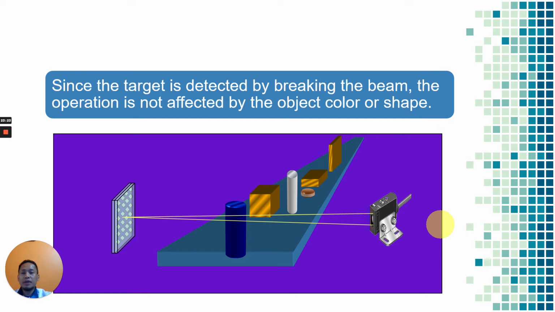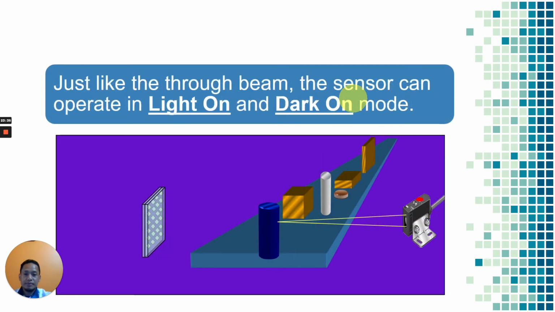We can also detect by breaking the beam, same as before. So it's not affected by the object color or shape. Just like the true beam, the sensor can operate in light on and dark on mode. So they use only one sensor.